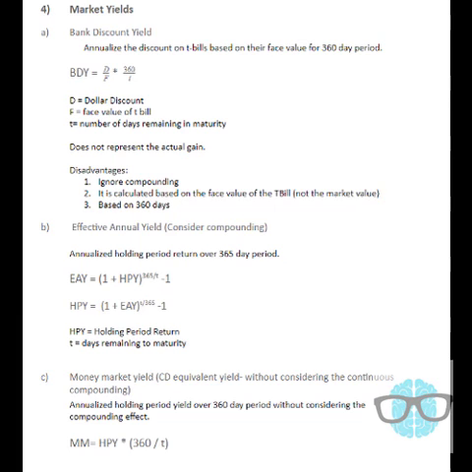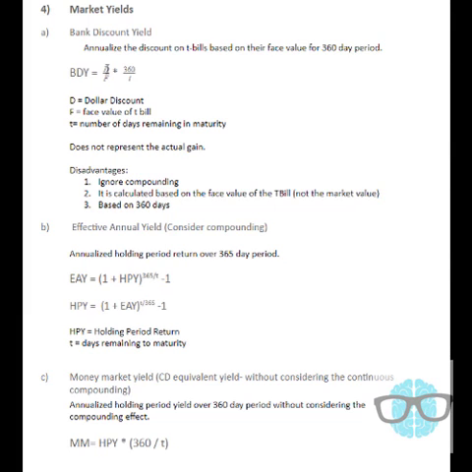Hi, today we're going to talk about market yields. First one is bank discount yields. So generally T-bills are issued on discount. To find out their returns, we can analyze the discount based on their face value. So this is the formula.